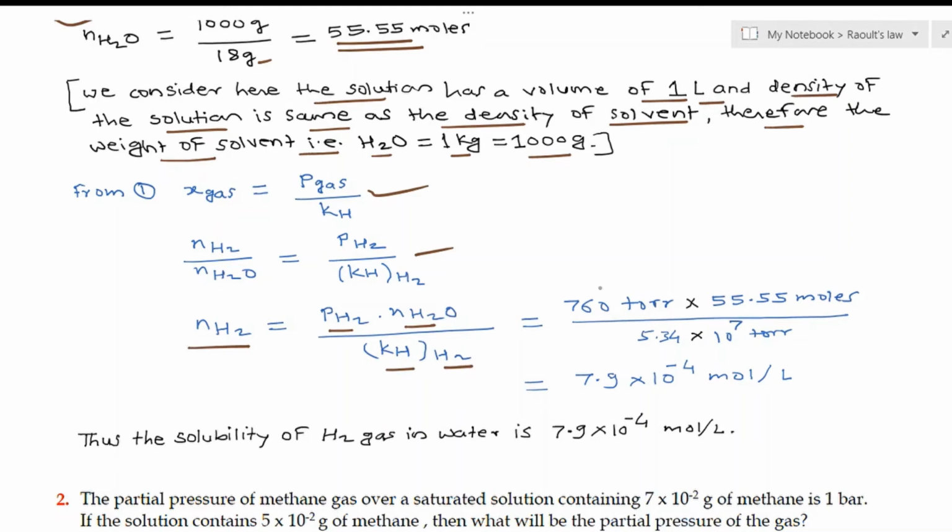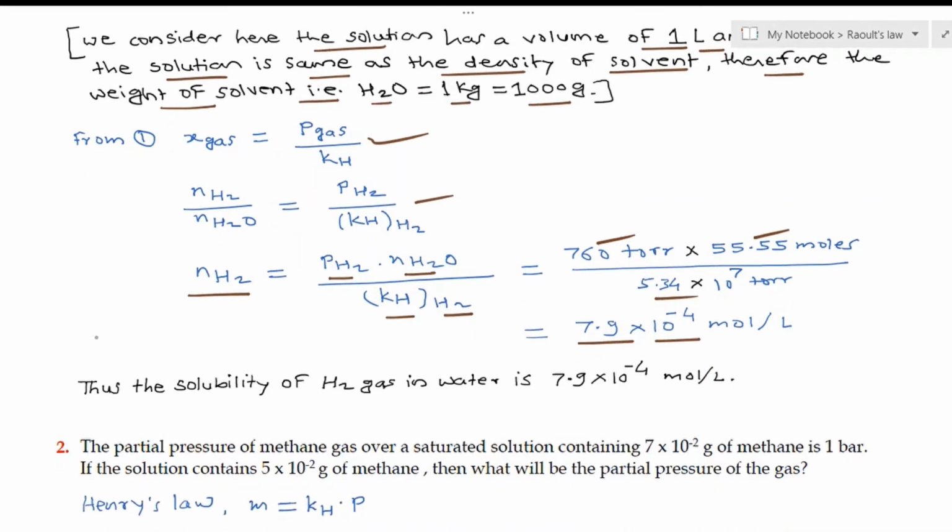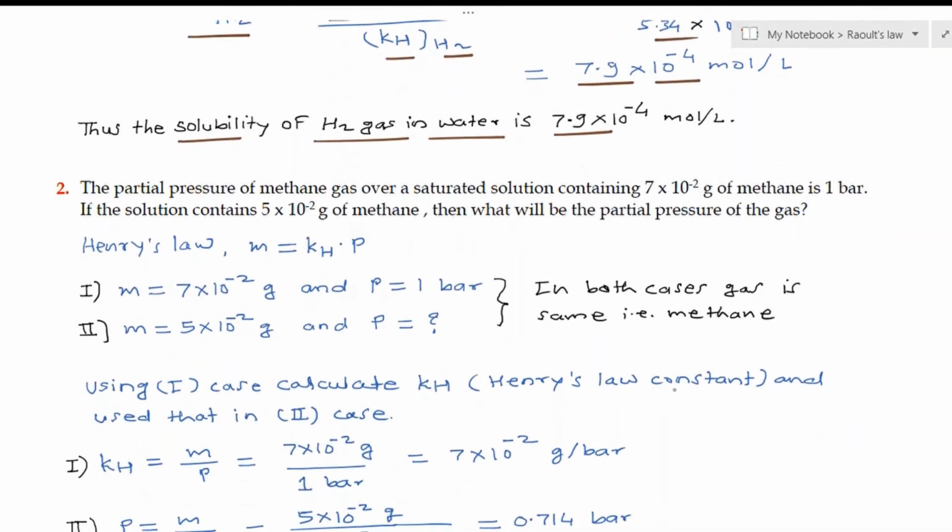So put the values: partial pressure 760, number of moles of water and Henry's law constant, and you will get the answer 7.9 into 10 to the power minus 4 mole per liter. So this answer is the solubility of hydrogen gas in water, 7.9 into 10 to the power minus 4 mole per liter. This numerical is based on Henry's law, where gas is dissolved in solution.